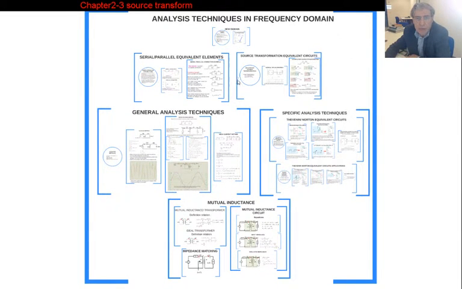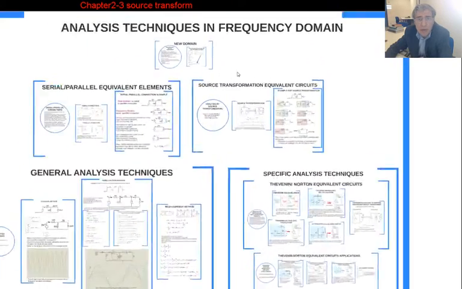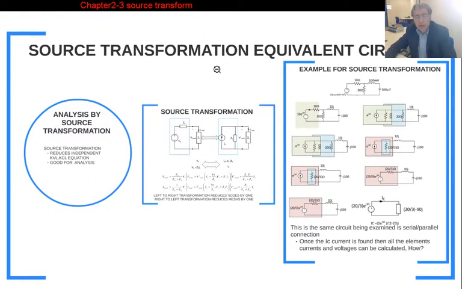So that's the third video of this chapter. We will be talking about source transformation and equivalent circuits. Similar transformation we have seen in time domain, so we will be repeating this transformation in frequency domain. Analysis by source transformation reduces independent Kirchhoff voltage law or Kirchhoff current law equations, good for analysis.